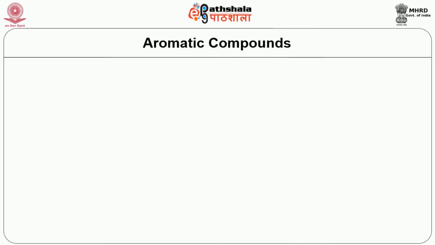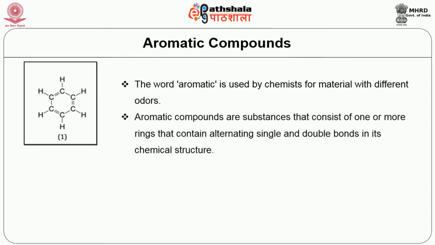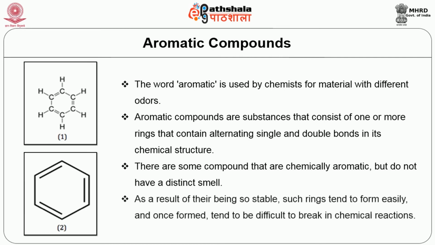Next is aromatic compounds. The word aromatic is used by chemists for materials with different odors. Aromatic compounds are substances that consist of one or more rings that contain alternating single and double bonds in the chemical structure. There are some compounds that are chemically aromatic but do not have a distinct smell. As a result of their being so stable, such rings tend to form easily and once formed tend to be difficult to break in chemical reactions.